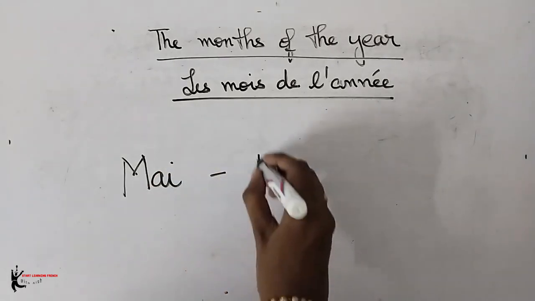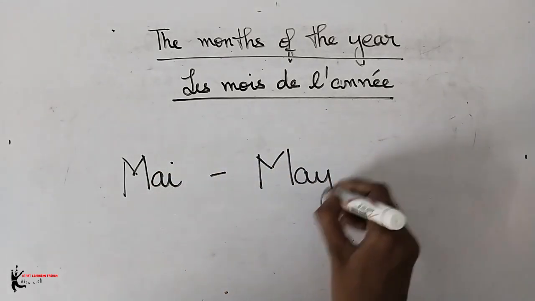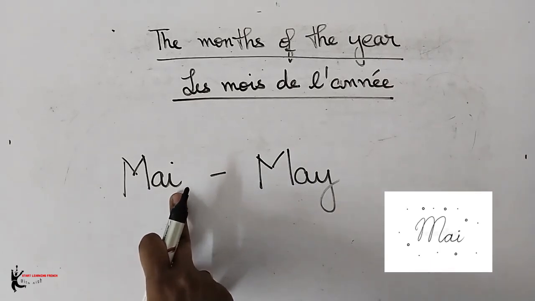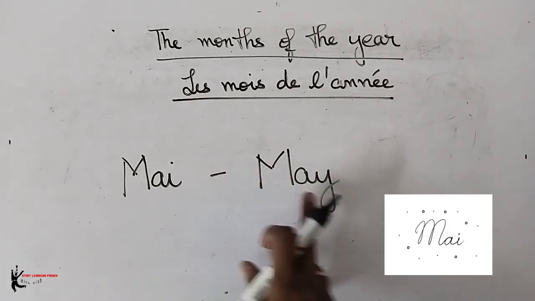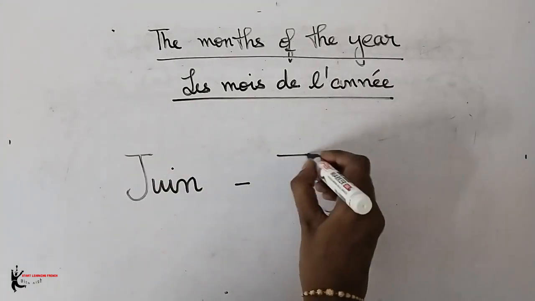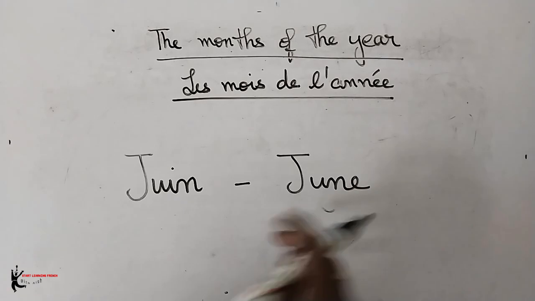Mai is May. Mai. Instead of Y, you have to add I here. Okay, Mai is May. Juin. Juin means June.